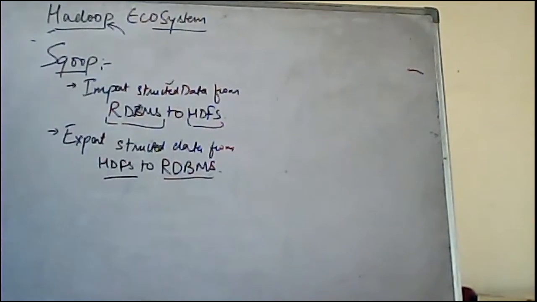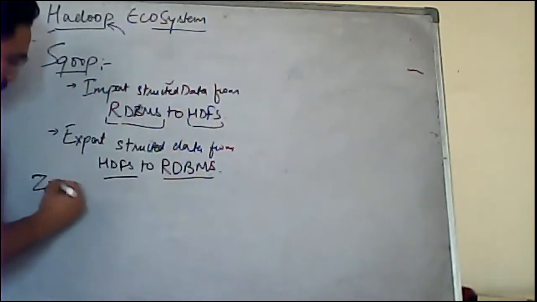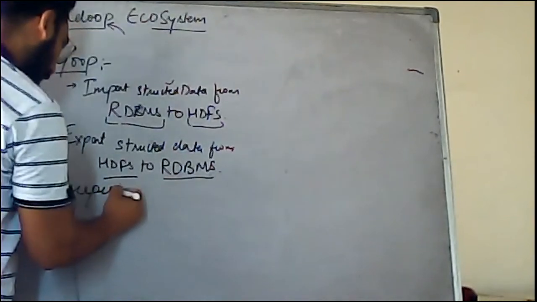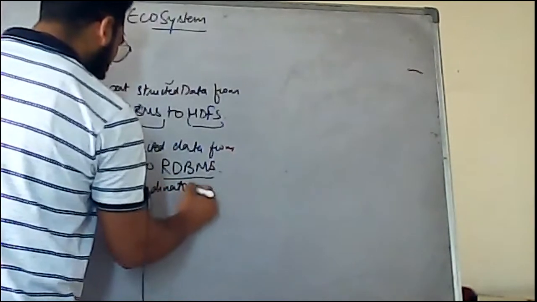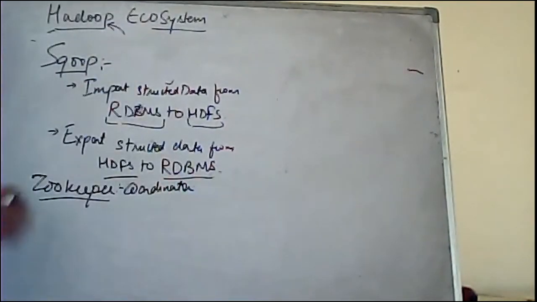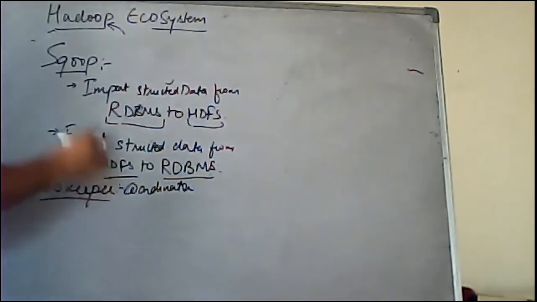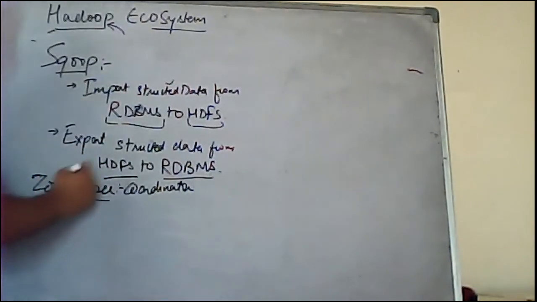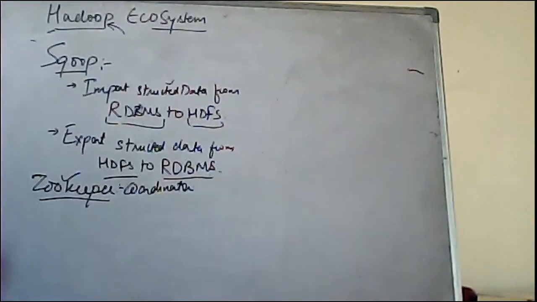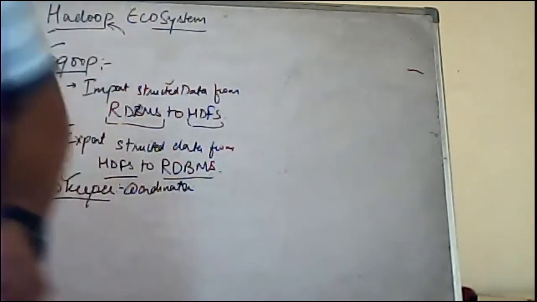That is the export. And last is your Zookeeper. Okay, the coordinator. The coordinator is your Zookeeper, who will control your complete ecosystem. Okay, control your complete ecosystem, checking that each and every tool is working correctly and in a collaborative manner or not. Okay, that is checked by your Zookeeper. Okay, that is all the tools in your Hadoop ecosystem.